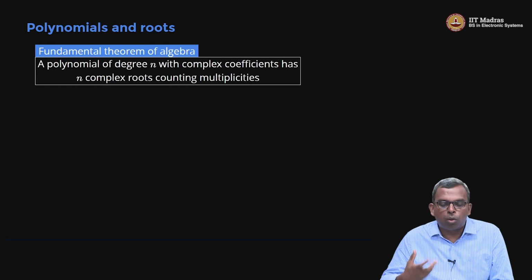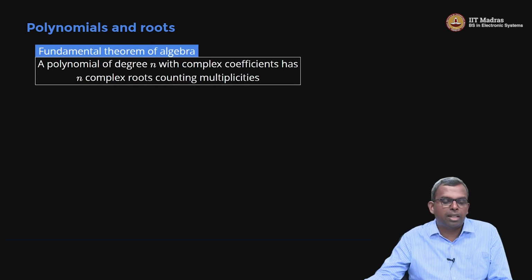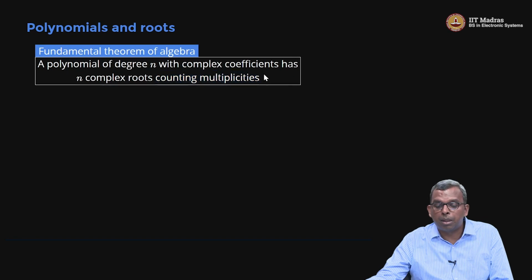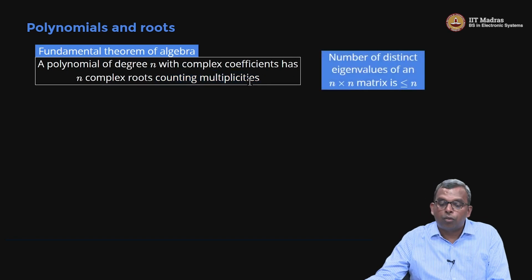Okay. So first of all, polynomials and roots. I've been talking about the fundamental theorem of algebra. A polynomial of degree n with complex coefficients has n complex roots counting multiplicities. Now this counting multiplicities is a bit important. What does that mean? First of all, it means the number of distinct eigenvalues of an n by n matrix is less than or equal to n. When you count multiplicities, you have n roots. But if you want distinct roots, it is possible to have fewer than n.